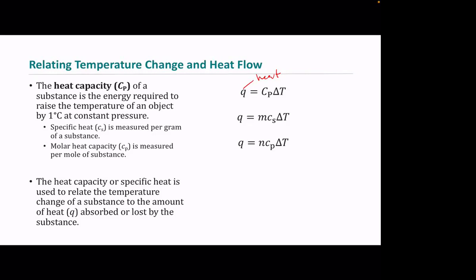Now, if I've got a big chunk of iron and a small little pebble of gold, and I tell you the two heat capacities, well, who cares? What is it per gram or per mole? So heat capacity is not per amount of substance, so it's not particularly useful. It's just the energy required to raise the temperature of an object by 1 degree C at constant pressure.